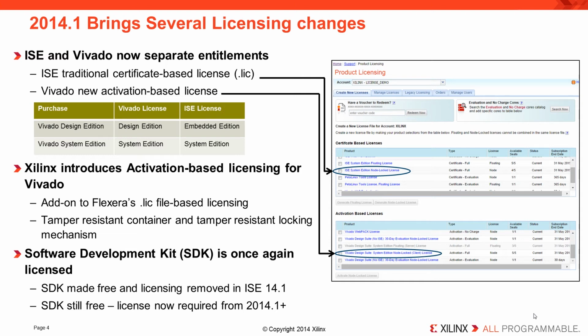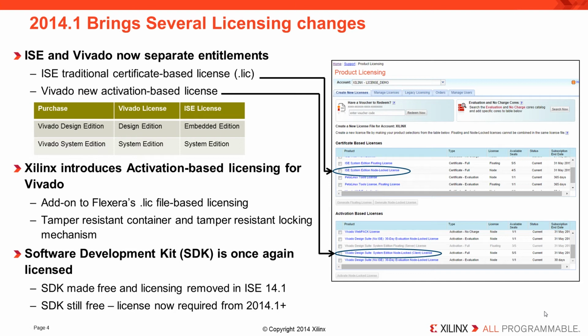You can also see that when you purchase Vivado, you get a corresponding ISE license to your Vivado Edition license. So if you purchase Vivado Design Edition, you'll get both a Vivado Design Edition license as well as an ISE Embedded Edition license, which is equivalent to Design Edition as far as capabilities go. For Vivado System Edition, you'll get a System Edition of both.